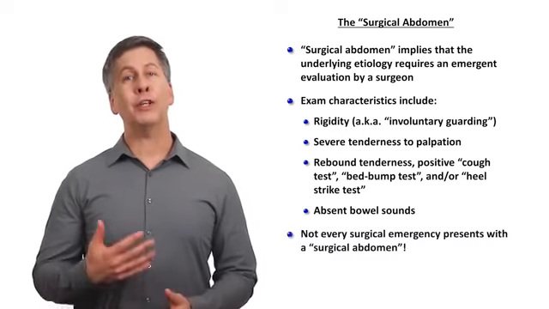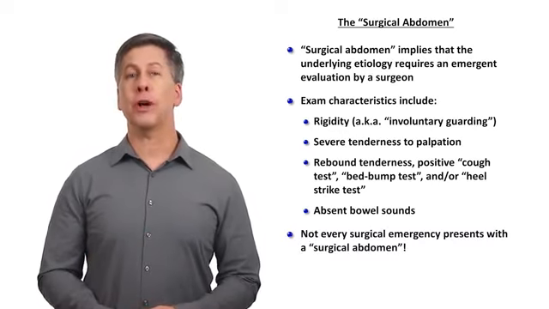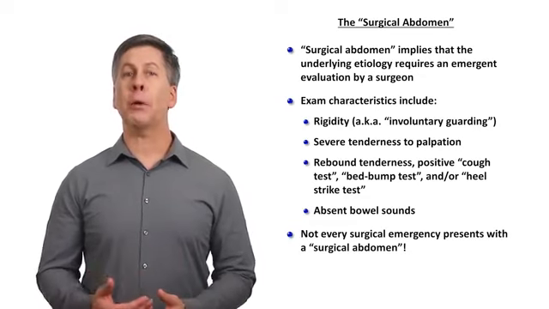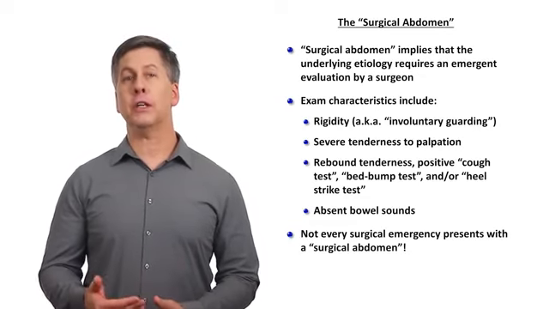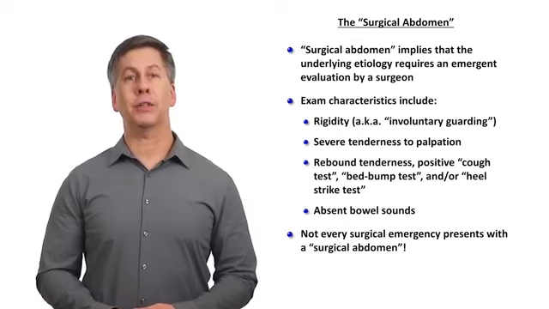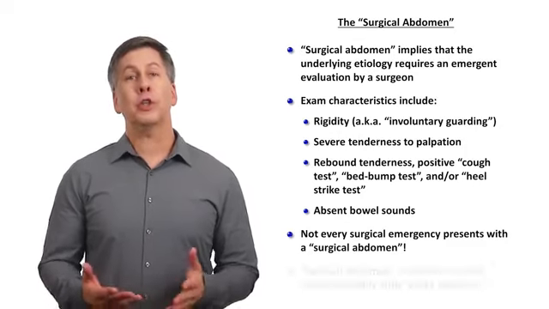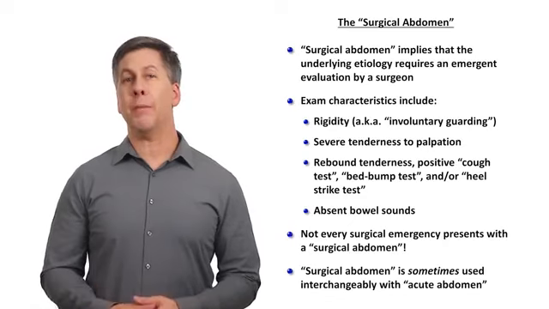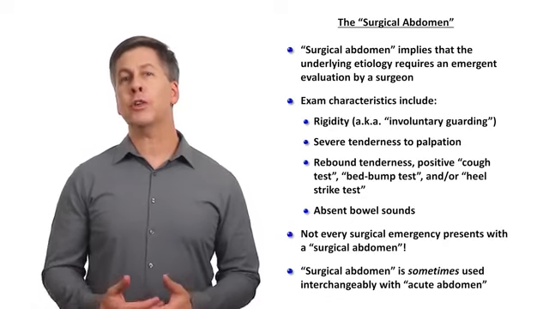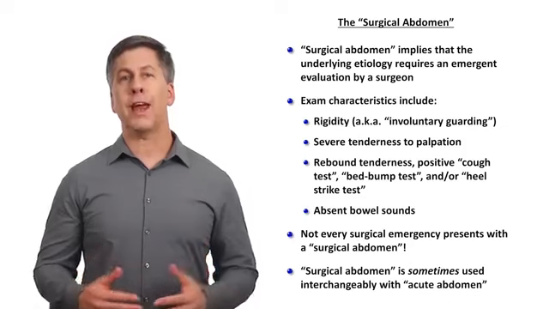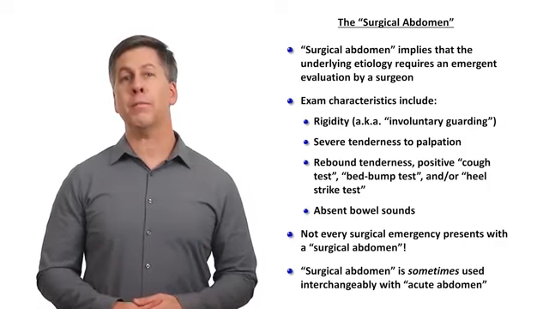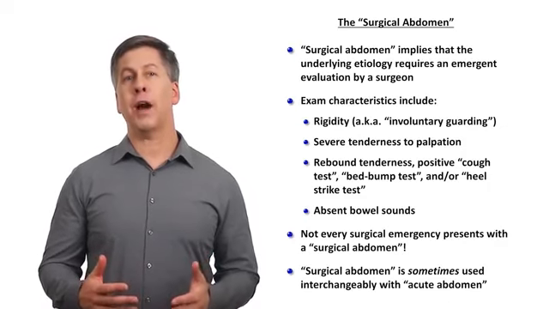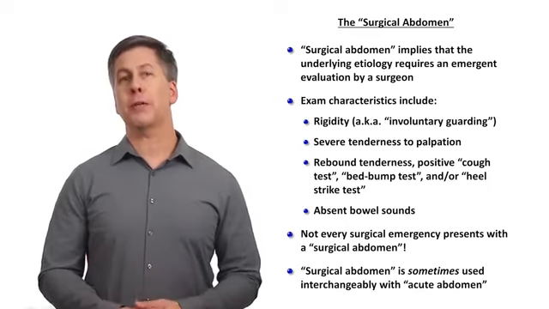Also, not every surgical emergency presents with a surgical abdomen. Specifically, emergencies which are extraperitoneal, such as a ruptured aortic aneurysm. The term surgical abdomen is sometimes used interchangeably with the term acute abdomen, although some clinicians use the latter term more broadly to mean any patient with acute abdominal pain and any notable physical exam findings, irrespective of likely pathology.